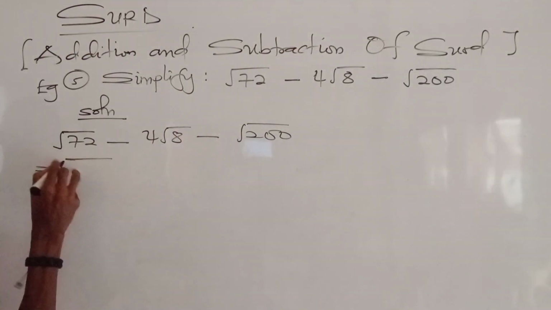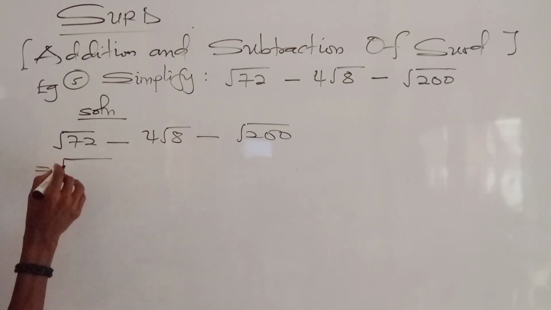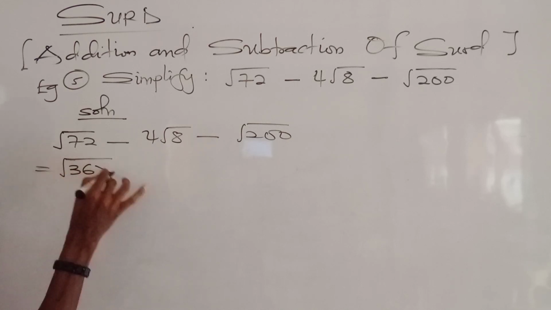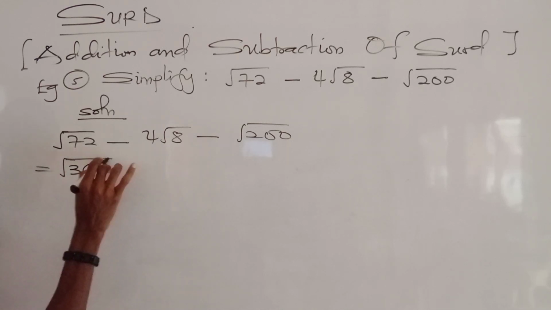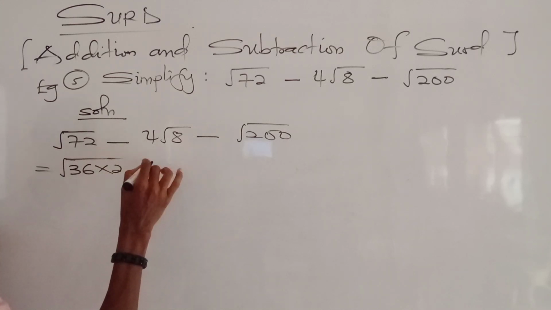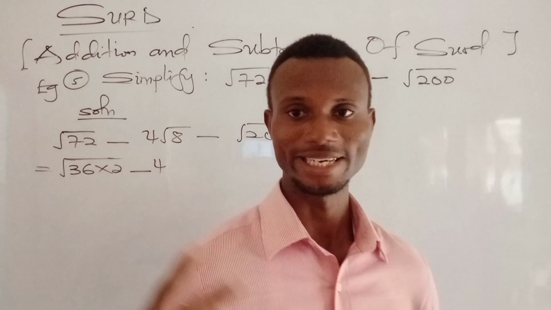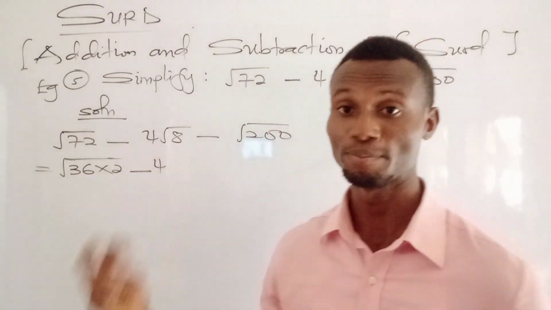So I'll repeat my square root sign, which is here, and in place of the 72, I'm going to write 36 times 2, or 2 times 36 is the same thing. Then bring your minus, which is here, bring your 4, which is here. Then the square root of the 8, also we are going to simplify it.